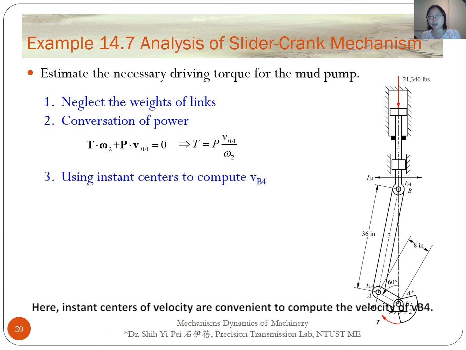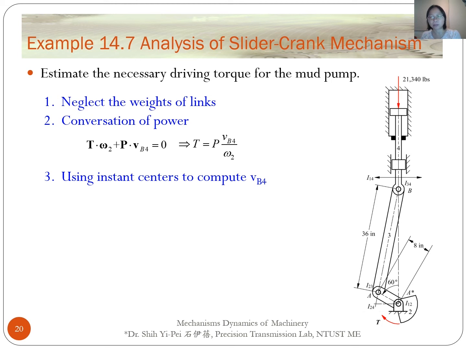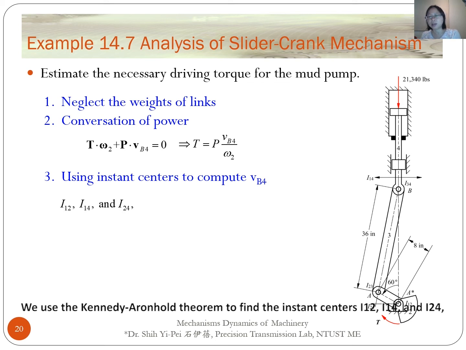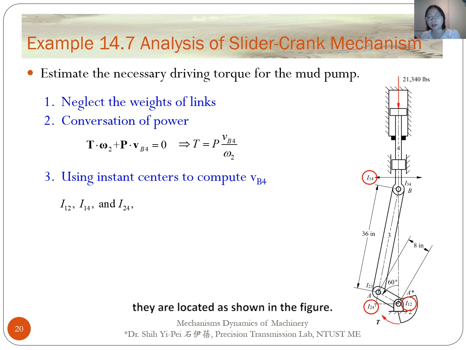Here, instant centers of velocity are convenient to compute the velocity of B, V4. We use the Kennedy-Aronhold theorem to find the instant centers I12, I14, and I24. They are located as shown in the figure.